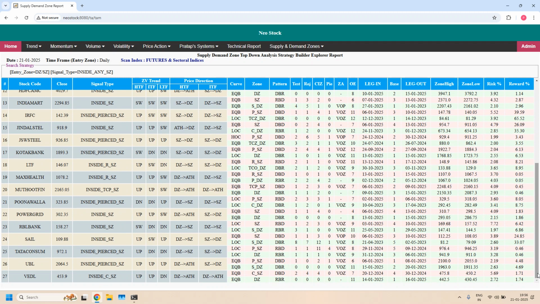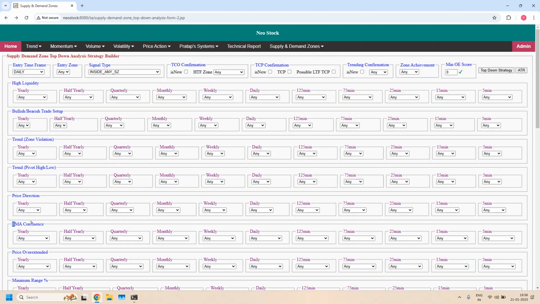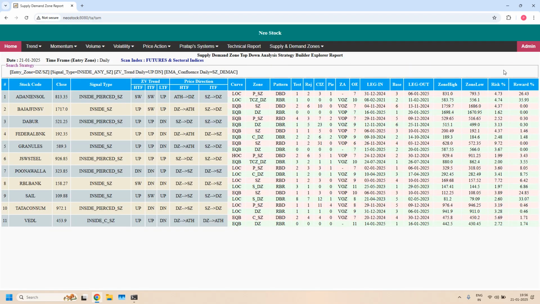Out of these 27 stocks, how many of these daily supply zones are having EMA confluence? So in the EMA confluence at daily time frame, I am adding the filter: daily supply zone having daily EMA confluence, and trend on daily time frame should not be sideways, it can be up or down. So let's filter. See, now the list has come down to 11 stocks. And these 11 daily supply zones are having daily EMA confluence, but price is closed inside the daily supply zone.